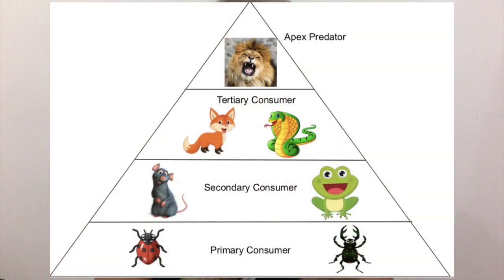Last but not least, you can only hang out with people who are on the same level of the food chain. Primary consumers like ladybugs aren't going to be hanging out with the mice, the secondary consumers that eat them.